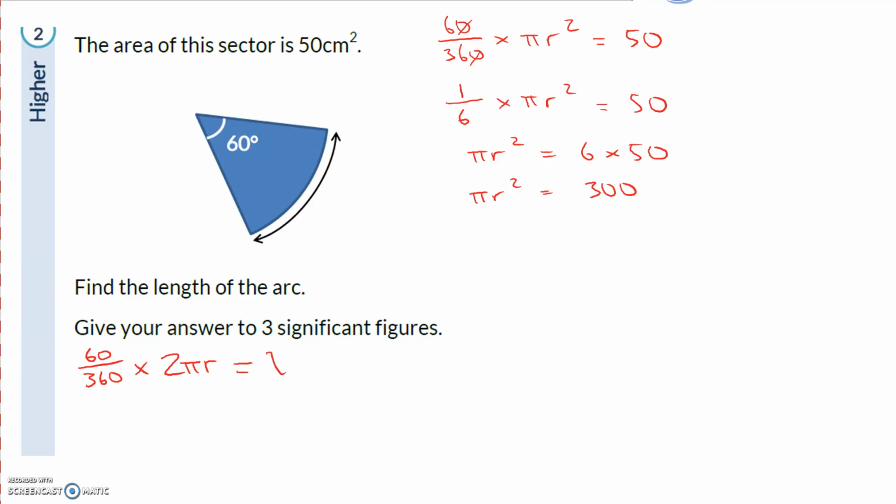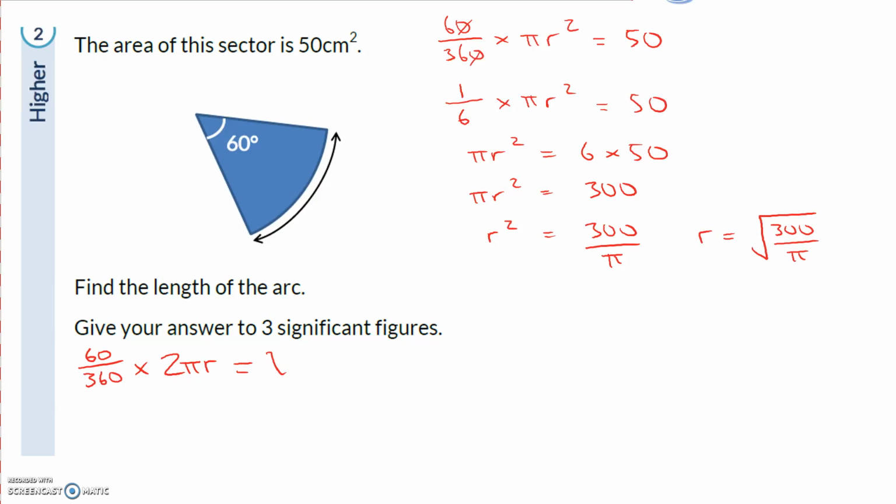What can we then do? Well, we can divide by pi. We divide by pi, we'll get r squared equals 300 over pi. And if that's true, it must be true that r, the radius, is the square root of 300 divided by pi. Now notice I'm going to leave that on my page. I'm not even going to work that out as a decimal, because that's going to leave that as an exact answer. So I'm going to leave all my rounding till the end.